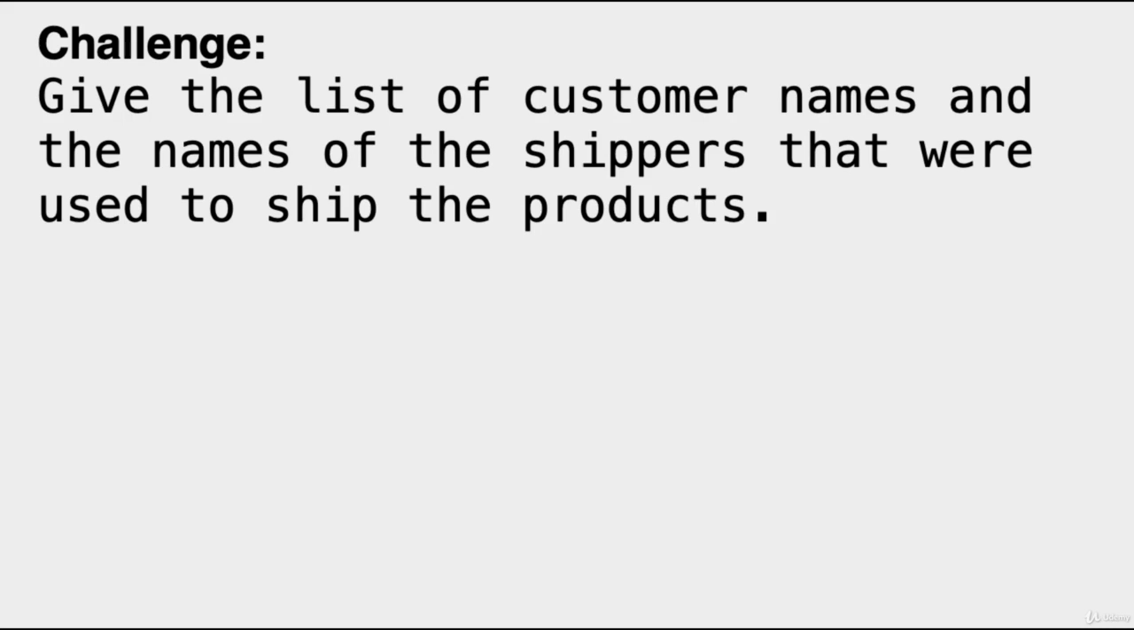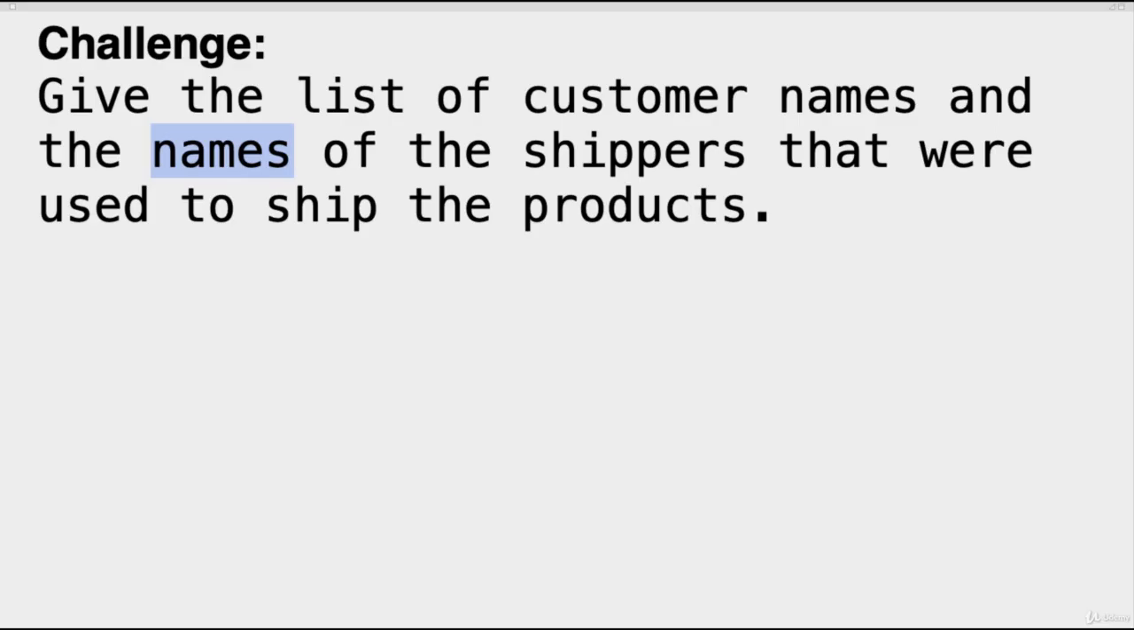Give the list of customer names and the names of the shippers that were used to ship the products. Before now, we asked for ID here, but now we want what? The name. So we need to check where these are located. We need the customer name. We need the name of the shippers too. These two pieces of information. So let's see.